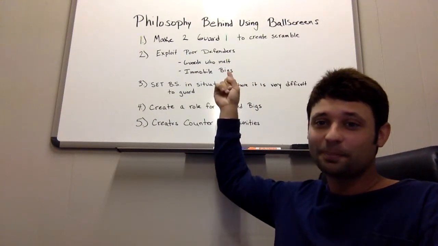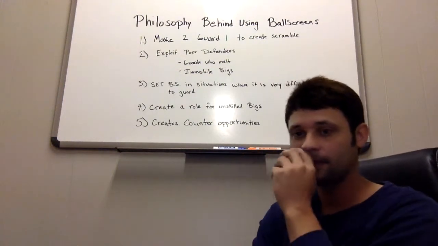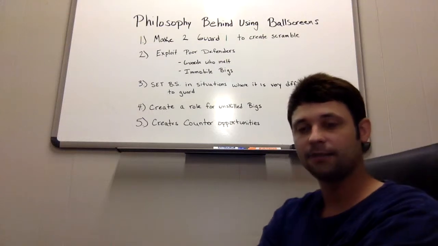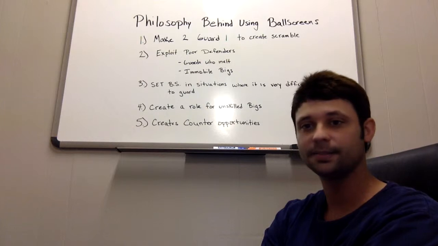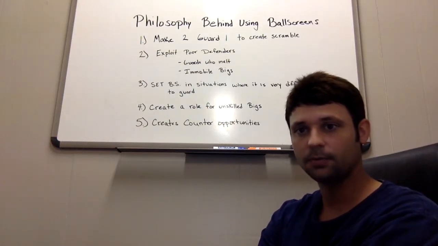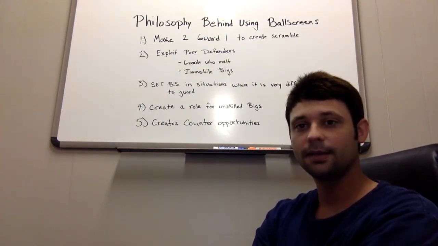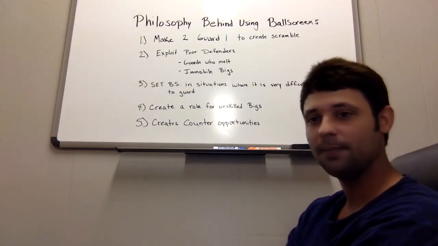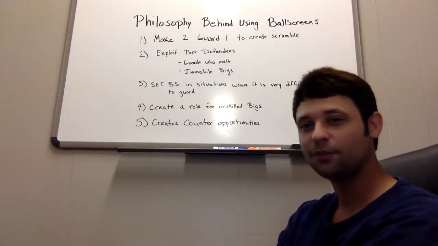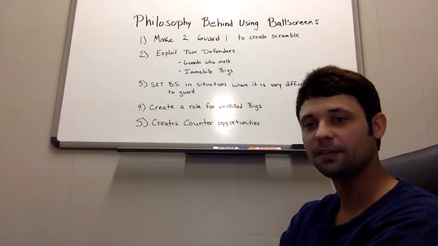Number 2 right here, and this is the biggest reason why I do ball screens, is exploit poor defenders. When doing scouting reports, things of that nature, you always, as a coach, want to look for weaknesses in the defense. When you're trying to decide what plays you should run against them, you try to exploit those defenders, and what I have on there says guards who melt. What I mean by that, you'll find some tough-nosed guards, and those will be the ones that are hard to use ball screens with because they tough it out, they like contact.